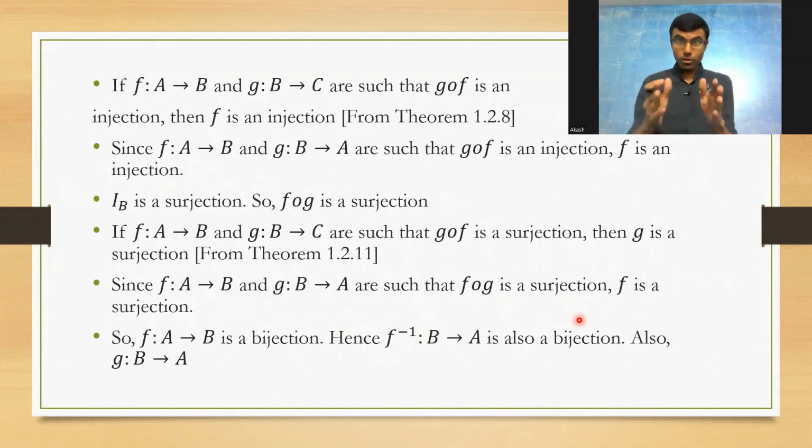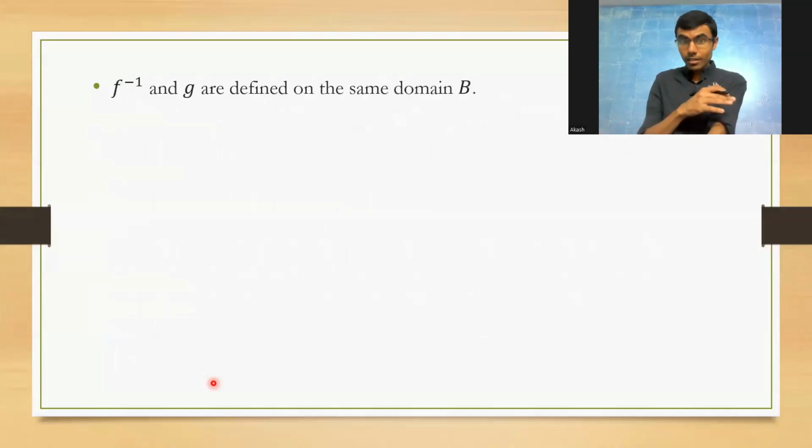Next, one more thing. If you see here, g maps B to A. Therefore, f inverse and g are defined on the same domain, capital B. Their domain is totally the same.